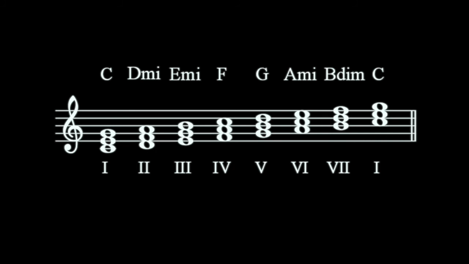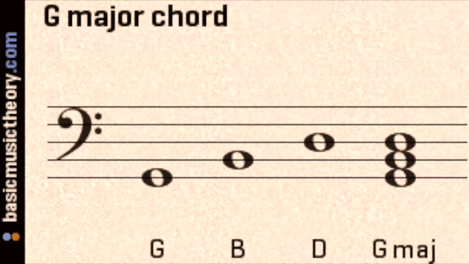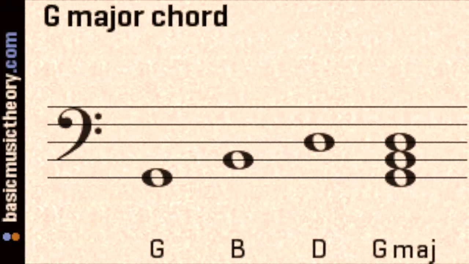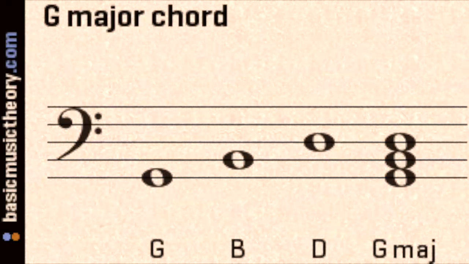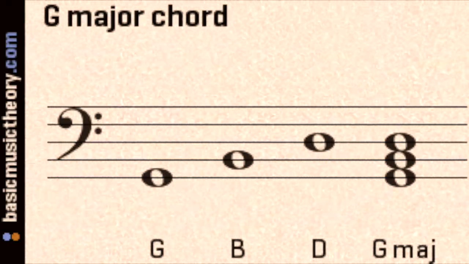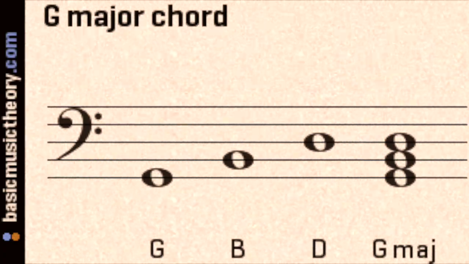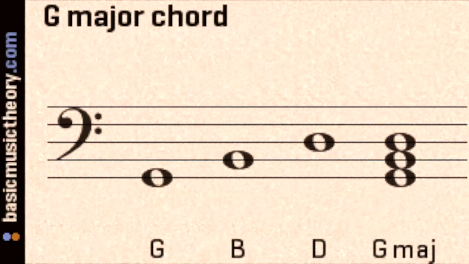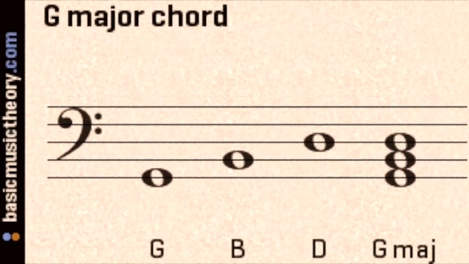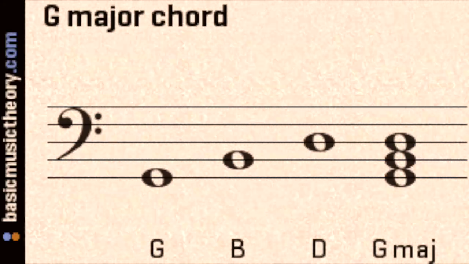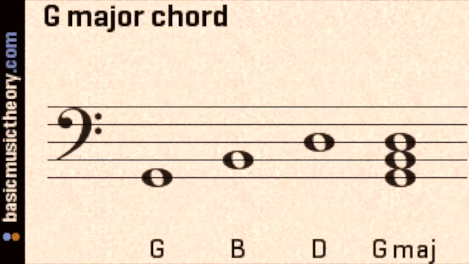For example, let's take the G major scale. G, then you go A, B, C, D, E, and F. So take the first, third, and the fifth scale degrees out. So the first degree would be G, then A, the second degree would be B, C, the fifth degree would be D, E, and F. So that would mean that the G major triad would be G, B, D.